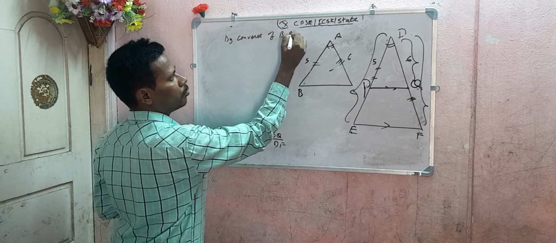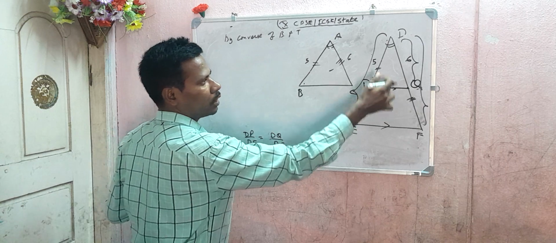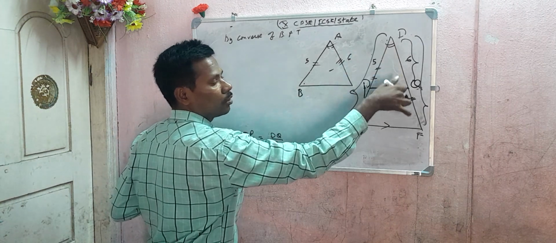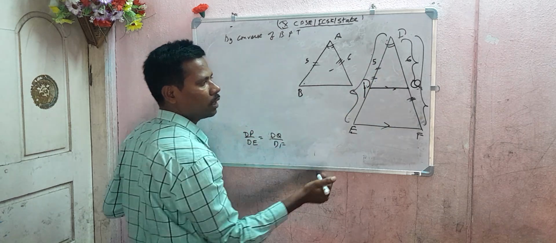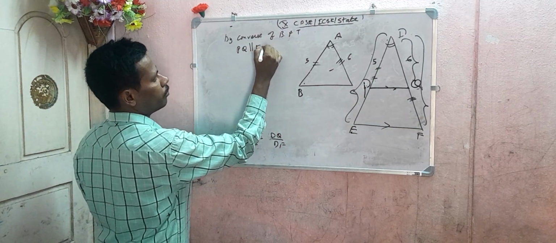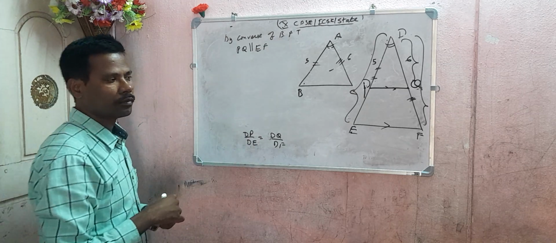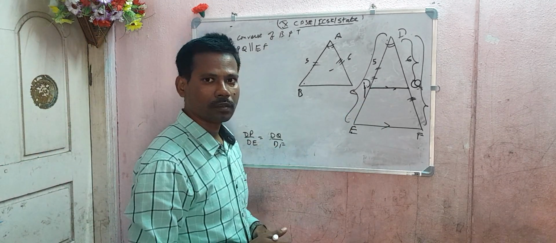of the basic proportionality theorem. What is the converse of the basic proportionality theorem? A line divides the other two sides in the same ratio, means this total length divided by this one, or this length divided by this one, then that line is parallel to this one. PQ is parallel to EF. That means this line is parallel to this one.